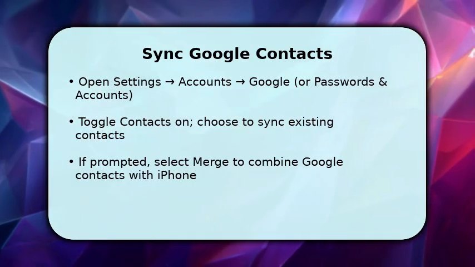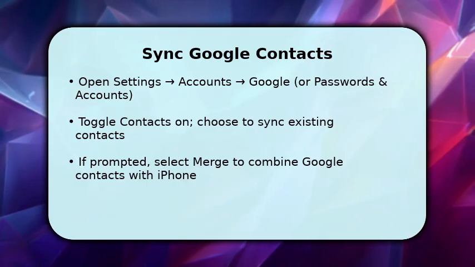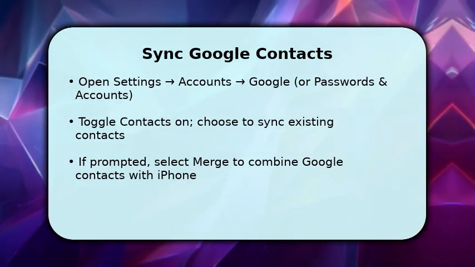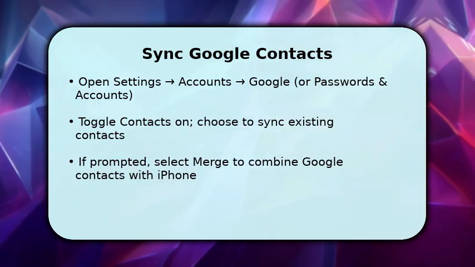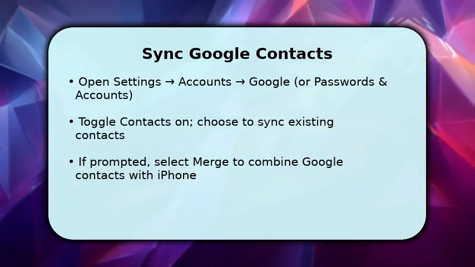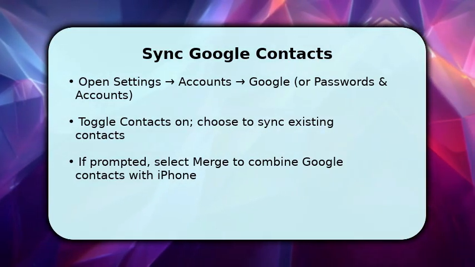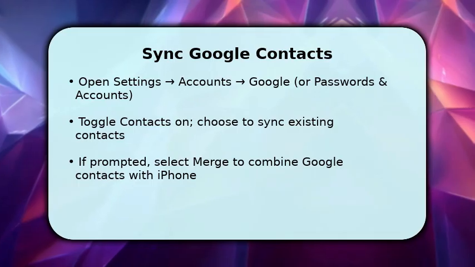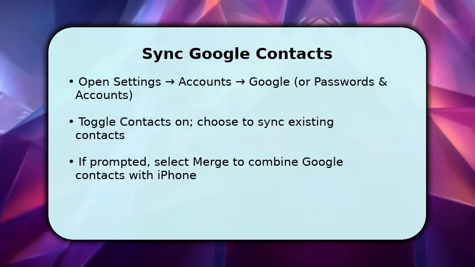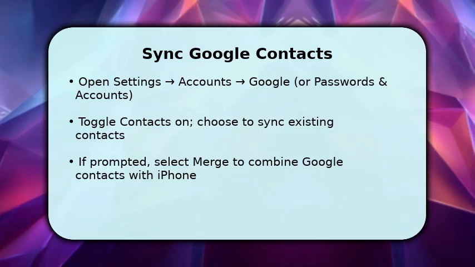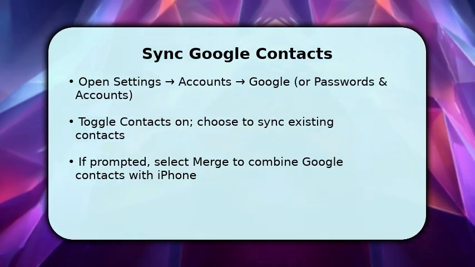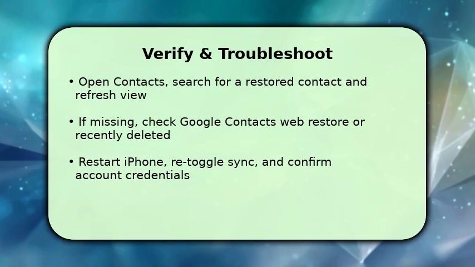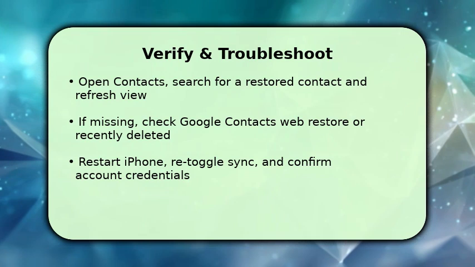Next, you will force a sync so your Google contacts appear on the phone. In Settings, find the Google account entry, then turn Contacts on and choose Sync Now or Fetch manually. If your iPhone asks, choose Merge so items from Google and the device combine instead of replacing. Once done, open the Contacts app and pull down to refresh. That triggers immediate download. If you have multiple accounts, set Default Account to Google to ensure new contacts save to that account going forward. Finally, verify that contacts are present by searching and scrolling.